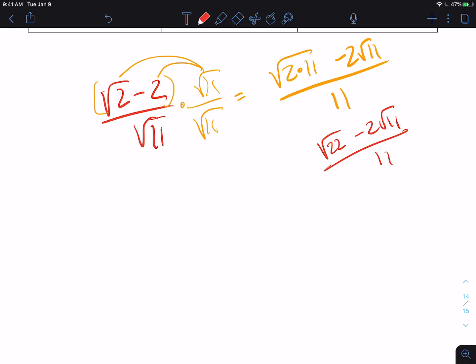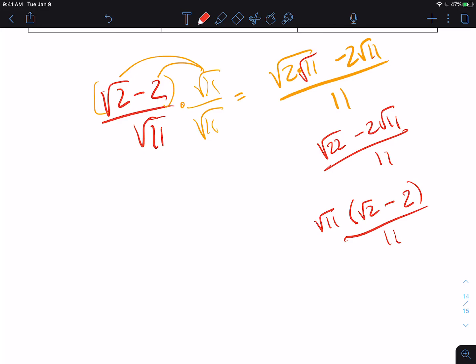Again, see how this has a square root of 11 and this has a square root of 11, so you could theoretically factor out a square root of 11. You could get root 2 minus 2 all over 11. Okay, this is a little bit unconventional, but it is an option that is available to be used. And I think that is most of the questions that were a bit of a struggle.